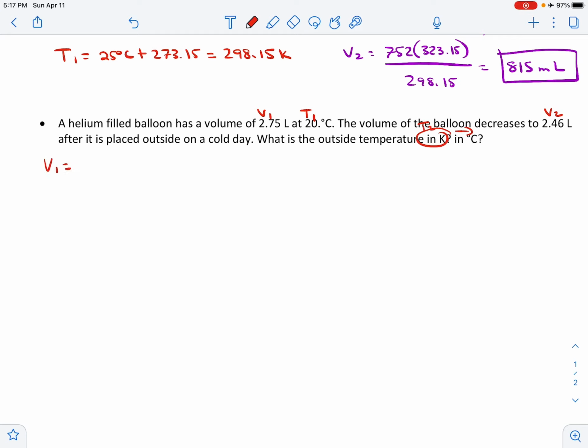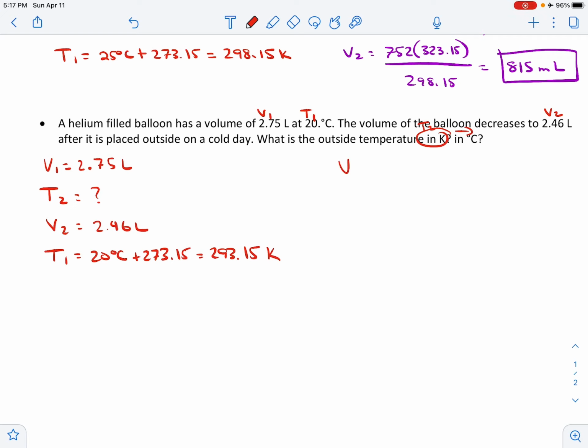V1 is 2.75 liters. T2, I'm going to put that there so I don't get them confused when I do the math. That's what I'm looking for, my question mark. V2 is 2.46 liters. My volume is going down, so my temperature should go down. T1 is 20 degrees C, so we need to take that to Kelvin every single time. So this will be 293.15. That's our Kelvin.